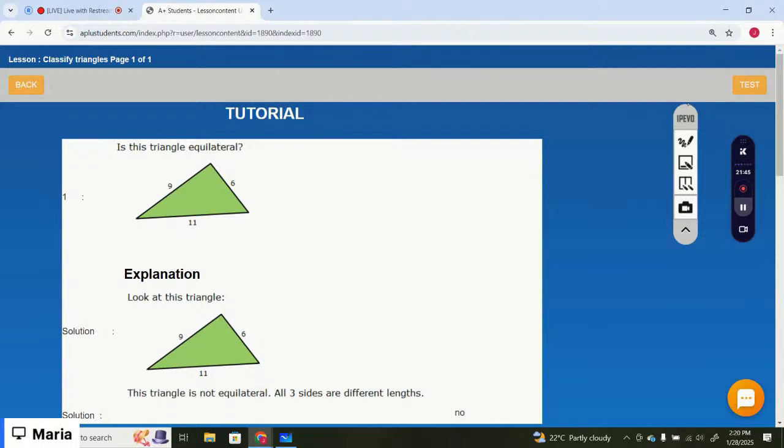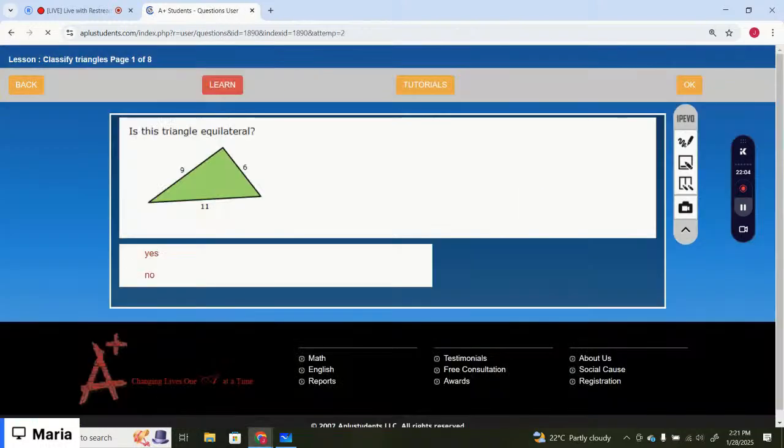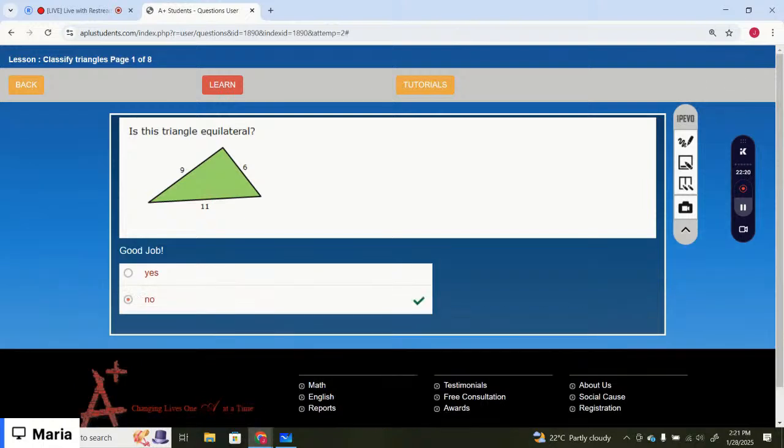Is this triangle equilateral? No, all three sides are different in measurement. So this is not an equilateral triangle. Is this triangle an equilateral? No, that isn't. The correct option is no.